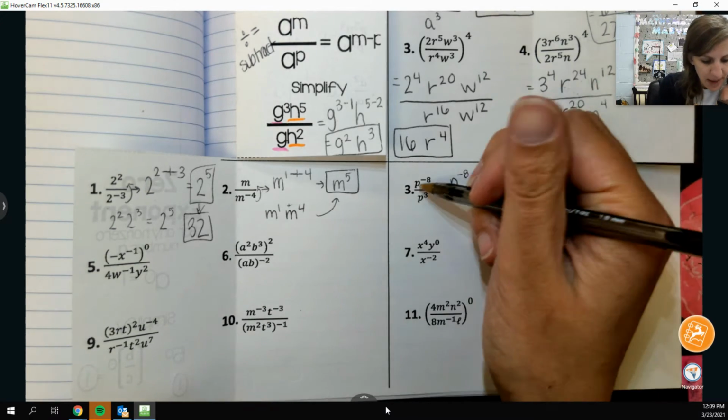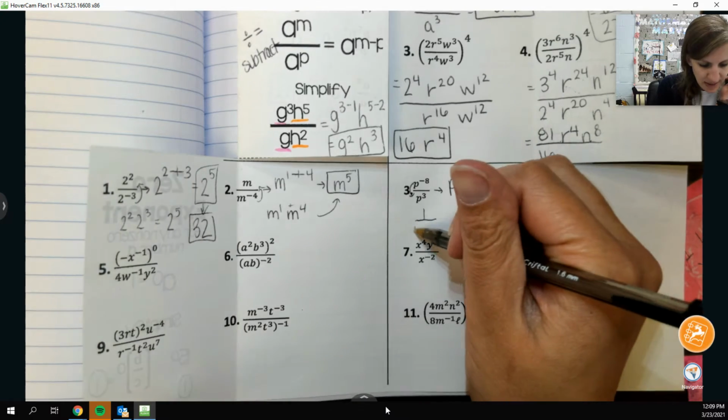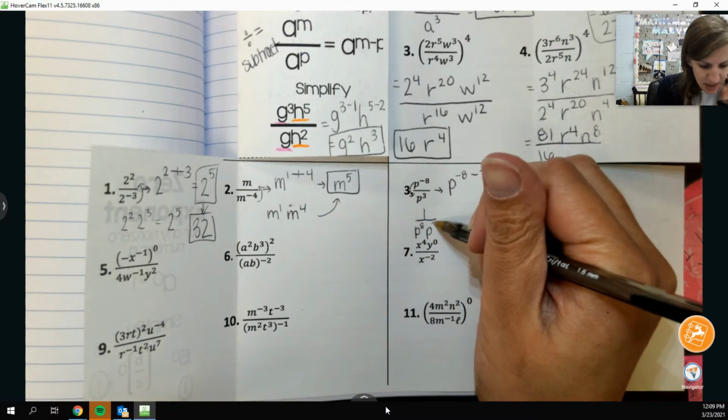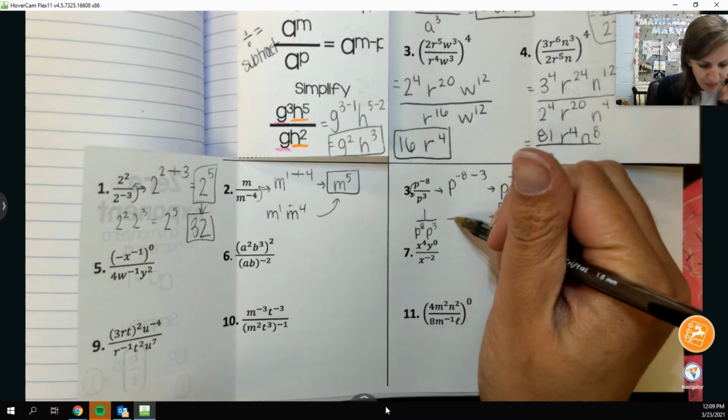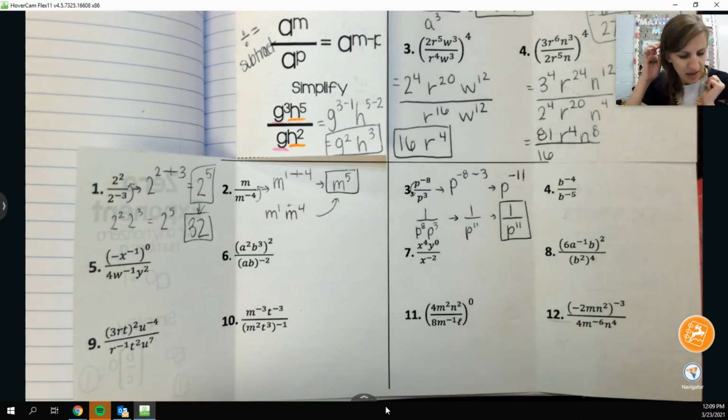Or another way to think about it is take this number, move it to the bottom. So 1 is left on top, and we have p to the 8th, p to the 3rd. And since we're multiplying, I would just add, and I'd still end up with that 1 over p to the 11th, like we had.